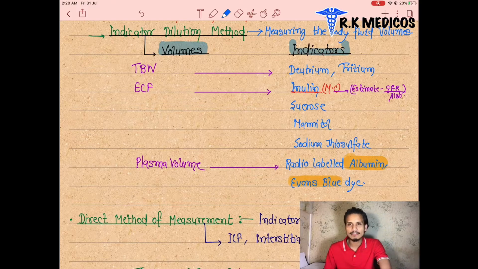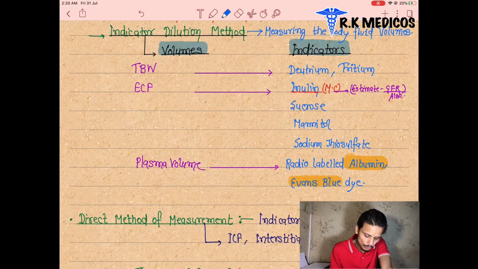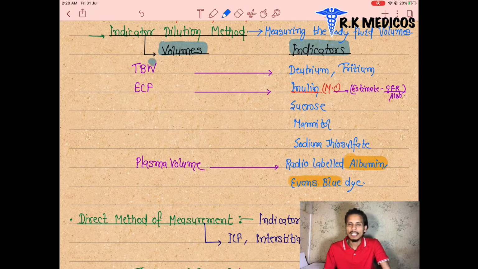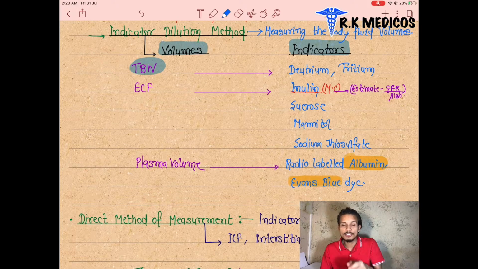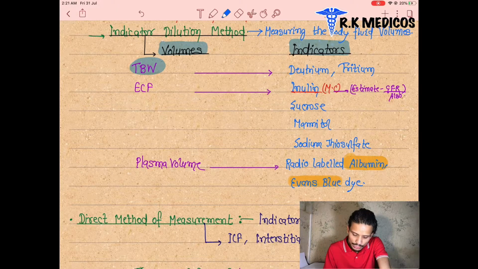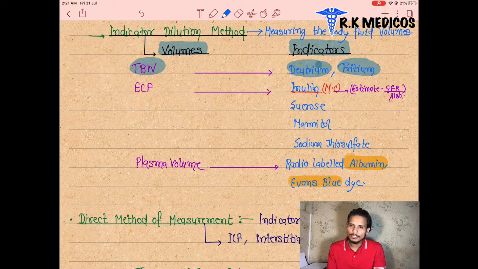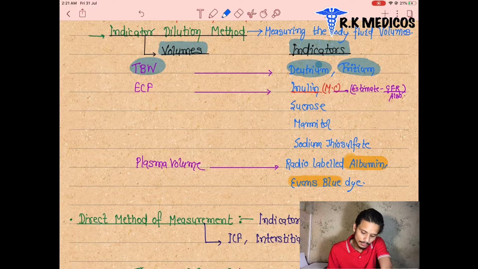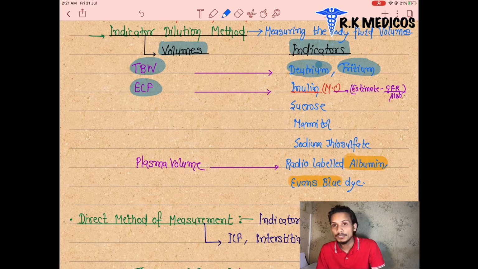What are the indicators present in our body? We can see the total body water, and the extracellular, intracellular, interstitial and plasma body fluids. The total body water is calculated in two ways, by deuterium and tritium. These are the two indicators of the total body water. Now we are going to see extracellular fluid. You know extracellular fluid includes two things: interstitial fluid and plasma volume. But we are going to see only extracellular fluid.